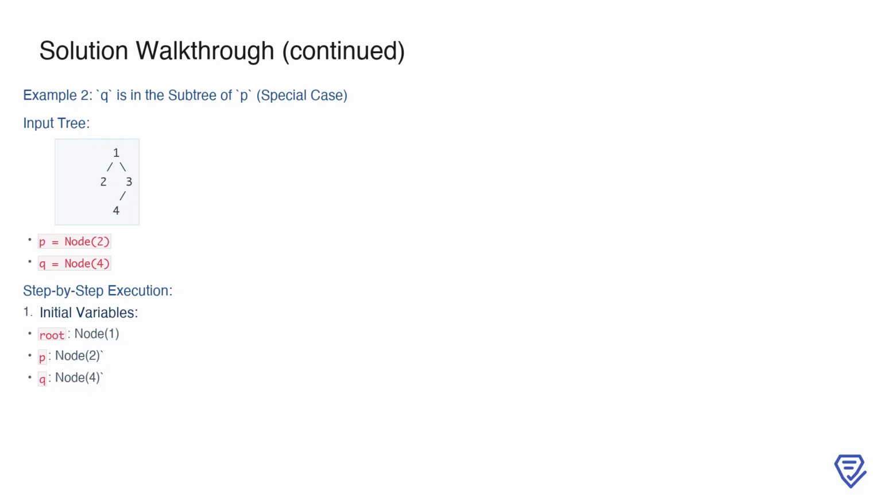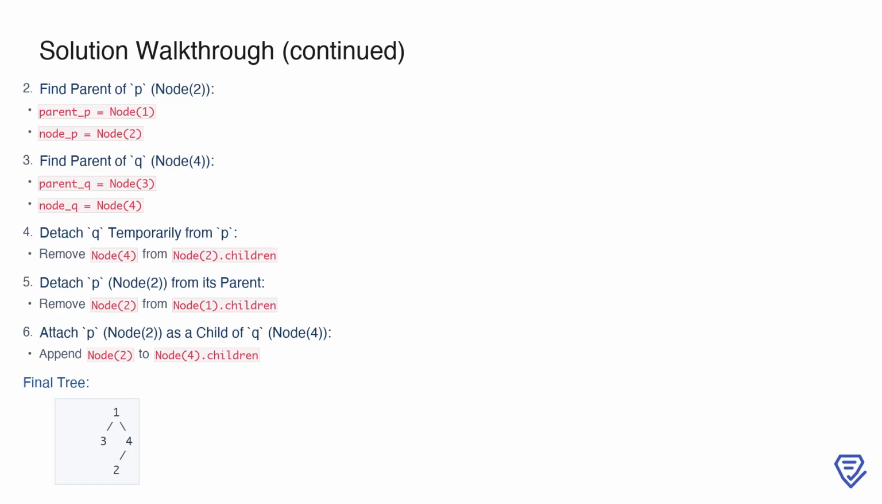We start by initializing our variables. The root remains node 1, while node 2 is identified as P and node 4 as Q. The first step involves finding the parent of node 2, which is node 1, given node 2 is a direct child of the root. Next, we locate the parent of node 4, which is node 3 since node 4 is a child of node 3.